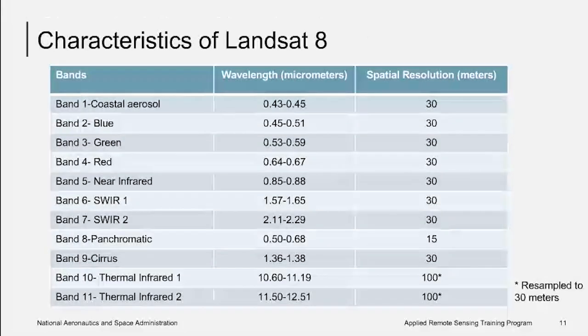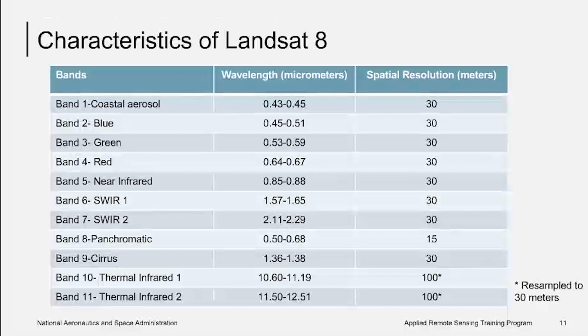Landsat 8, the sensor that was recently launched, is a little different and has some additional bands that were not available in Landsats 4 through 7. There is an additional band 1 that is the coastal aerosol band that is designed to focus on nearshore environments and to penetrate the water and to look at aerosol properties in the air.